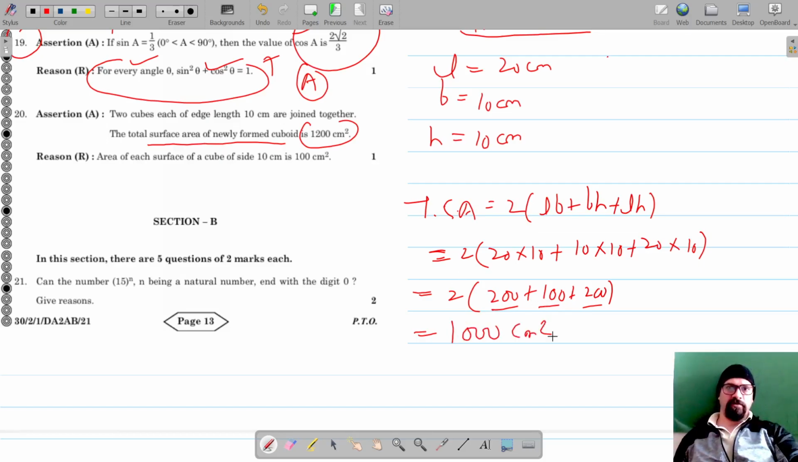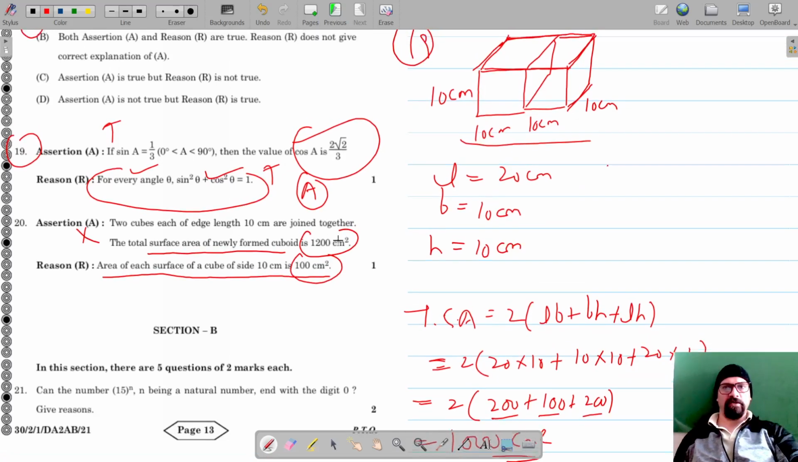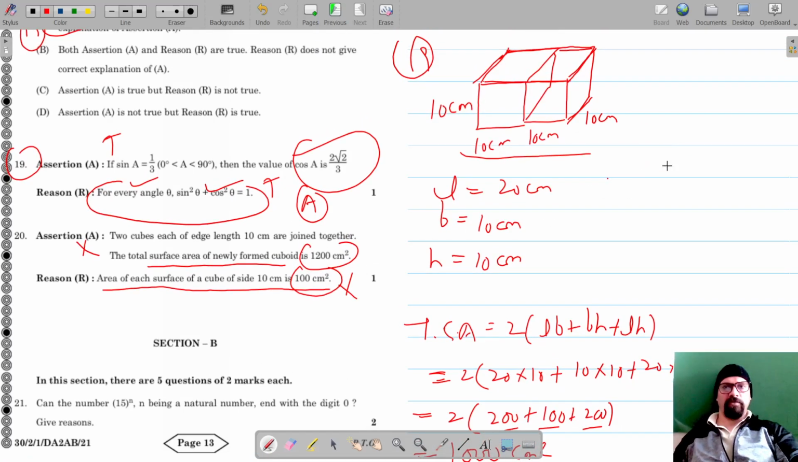So 1000 centimeters square is the total surface area of the newly formed cuboid. So that means the assertion is wrong, and the statement that the area of each surface of a cube of side 10 is 100 centimeters square is also wrong, because the area of the cube is given by 6 into side square, which is 6 into 100, that should be equal to 600 centimeters square.